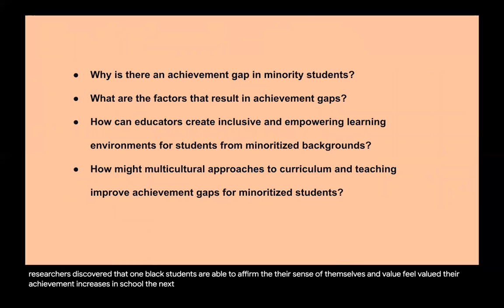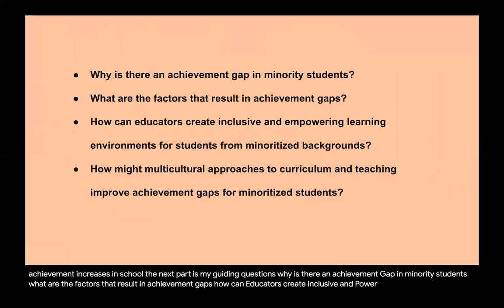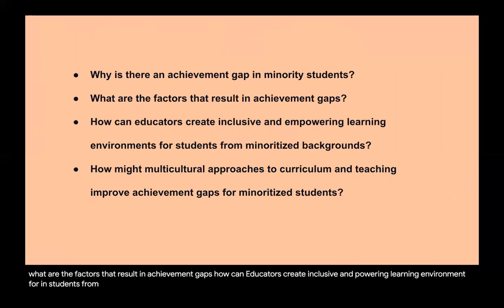The next part is my guiding questions. Why is there an achievement gap in minority students? What are the factors that result in achievement gaps? How can educators create inclusive and empowering learning environments for students from minoritized backgrounds? How might multicultural approaches to curriculum and teaching improve achievement gaps for minoritized students?